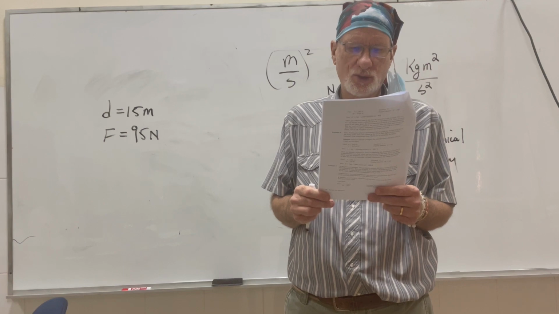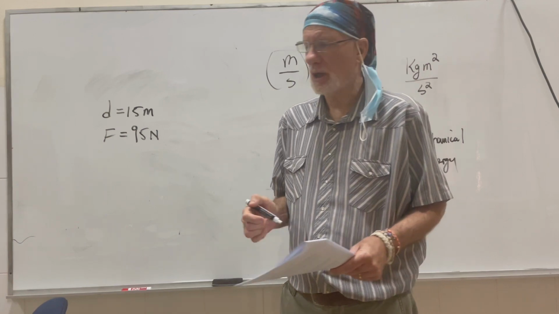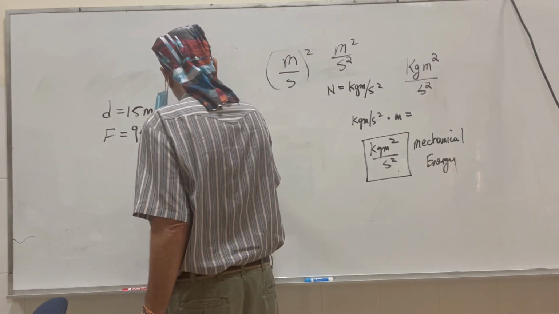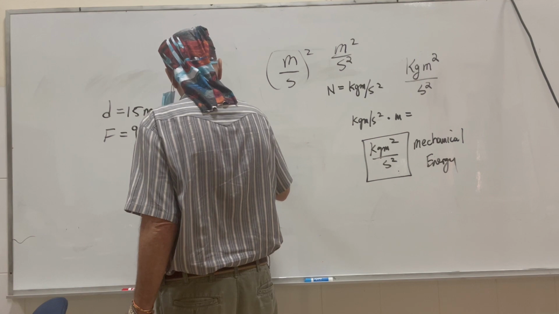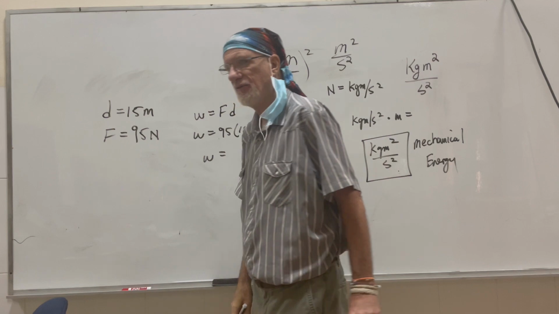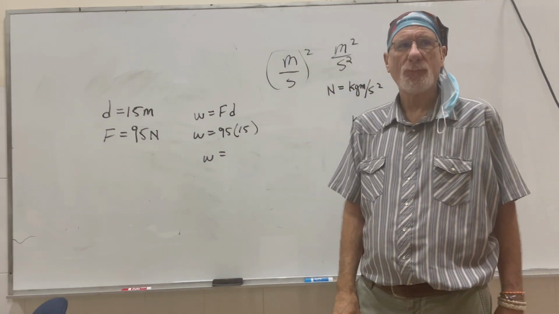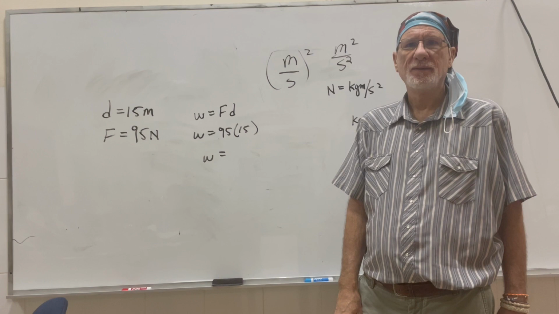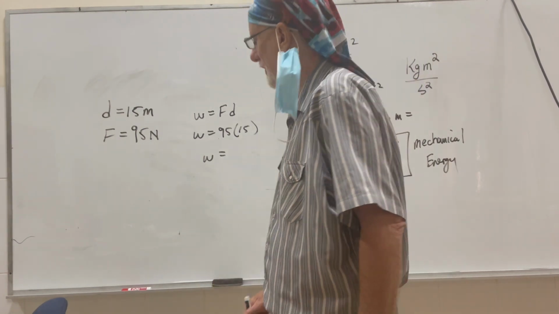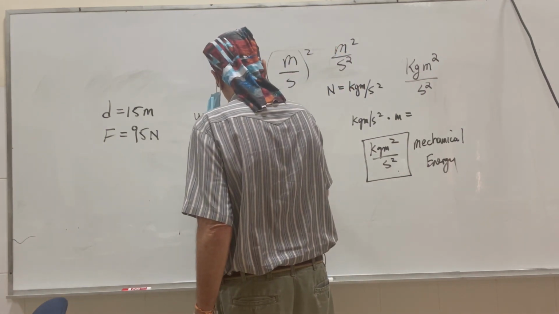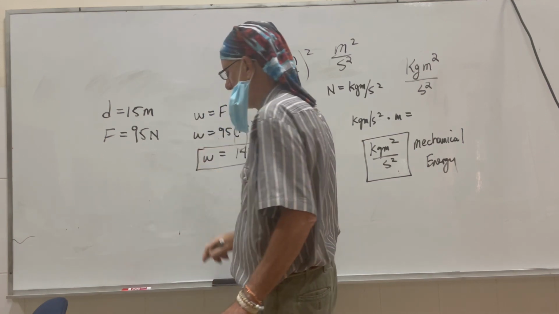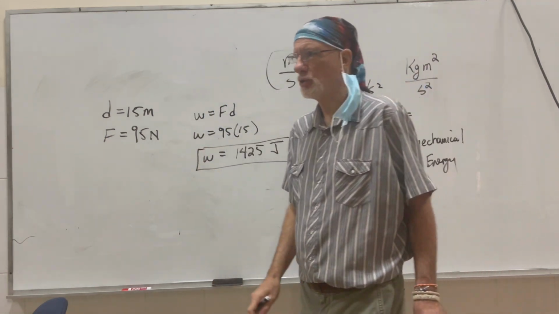So it says, how much work does Russell do to overcome the friction? So work equals force times distance. Work equals 95 times 15. What's 95 times 15? All right, we have 1425. 1425 joules. Okay? 1425 joules, yes.